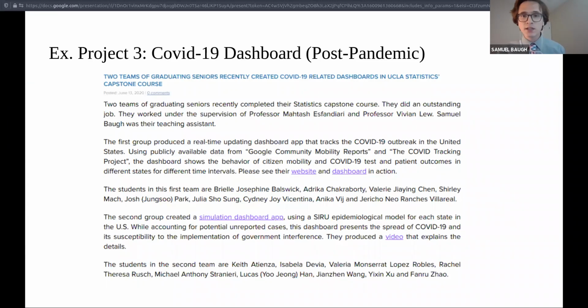There are some links here, and this is just a presentation, but if you go on the stats website and you go to the news section and you find this blog post, then you can have access to both of these two links.